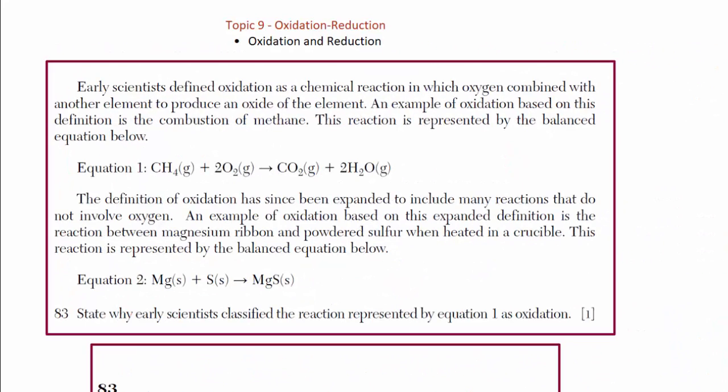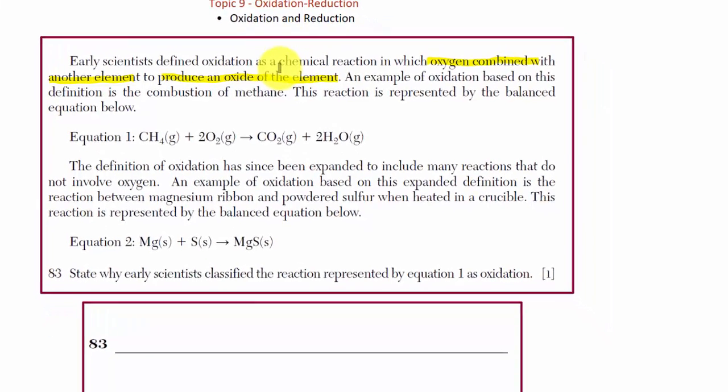Number 83, state why early scientists classified the reaction represented by equation 1 as oxidation. Well, you don't have to read too far to find the answer to this one, so I'm going to highlight the important information. Early scientists defined oxidation as a chemical reaction in which oxygen is combined with another element to produce an oxide of the element. So we can use either one of those statements as the root of our answer here. So let me go with the first one.